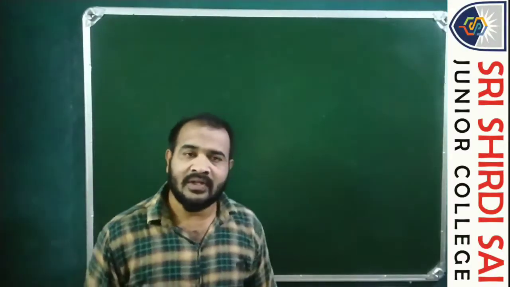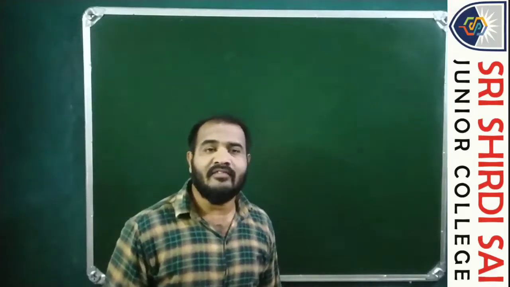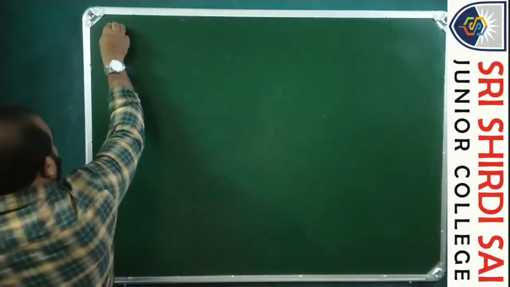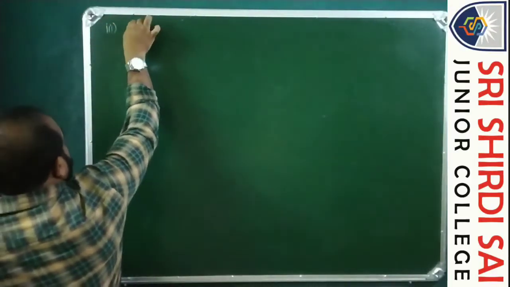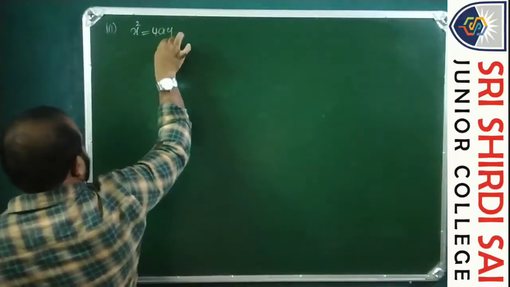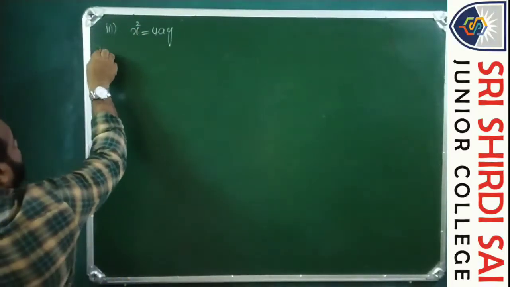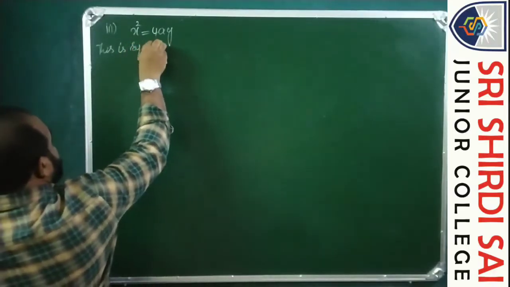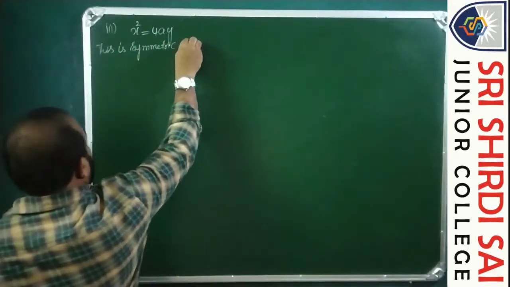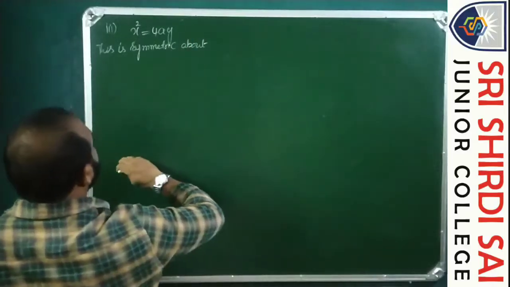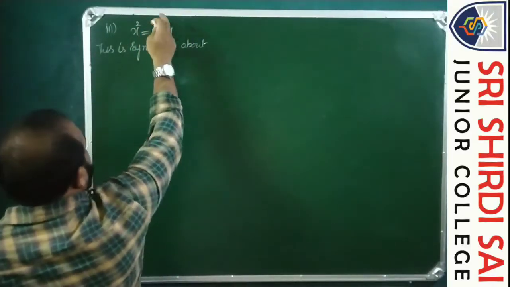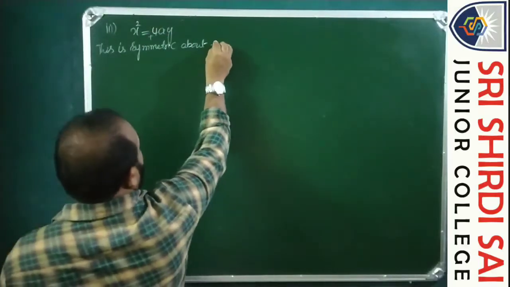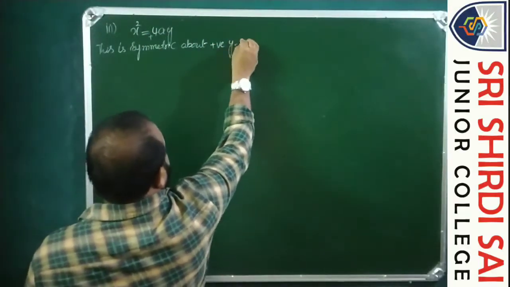Now let us see the behavior of the x square equals 4ay parabola. So the third one is x square equals 4ay. This is symmetric about, since x power is even, symmetric about the y-axis. Which y-axis? Positive y-axis.